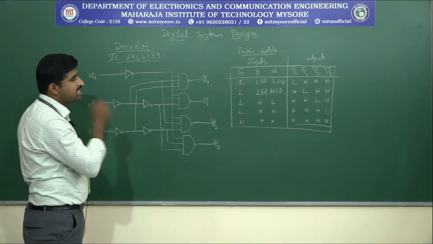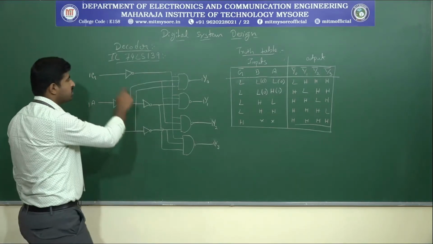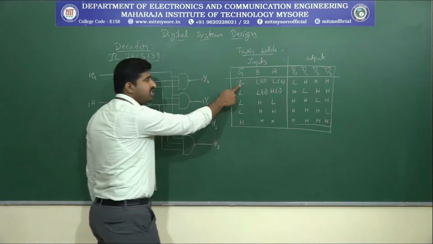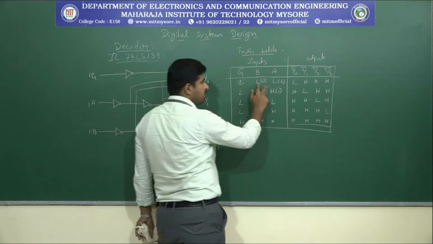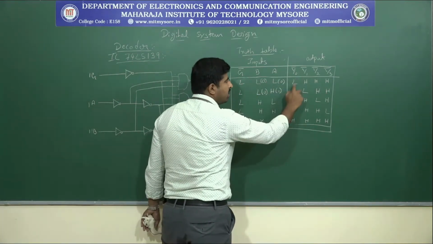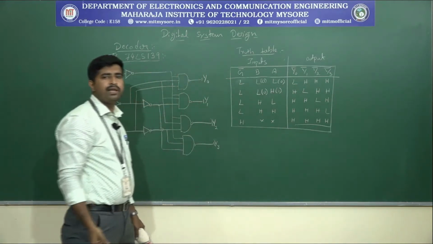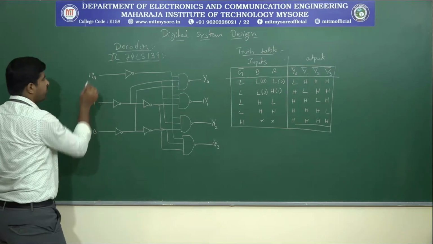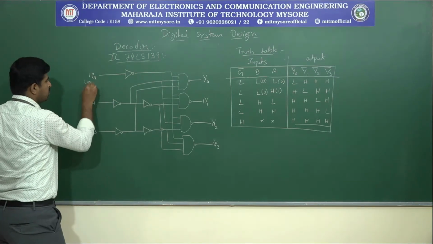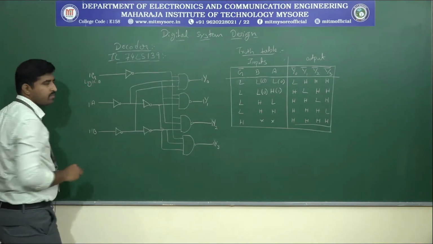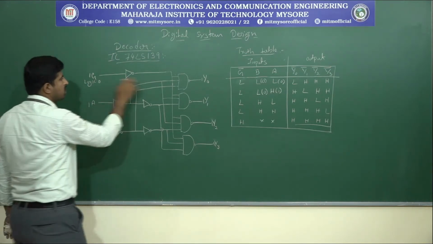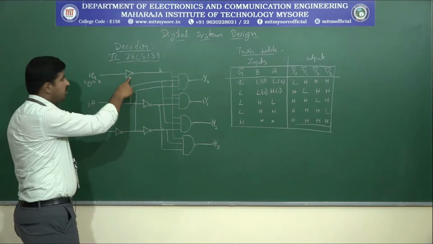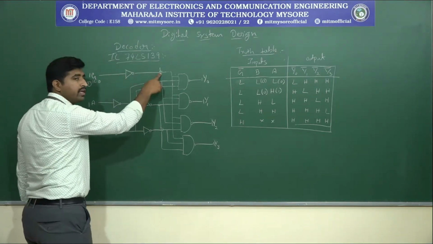So let's analyze this one. As we said, only when the enable G is 0 and the inputs are 0, 0, only then will Y0 be enabled. For the remaining conditions, it will be 1. So let's consider this one: when you are giving a logic 0 here, since it's an inverter, we are getting a logic 1.